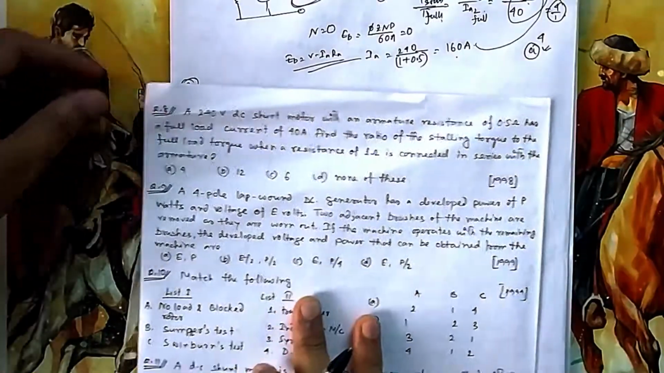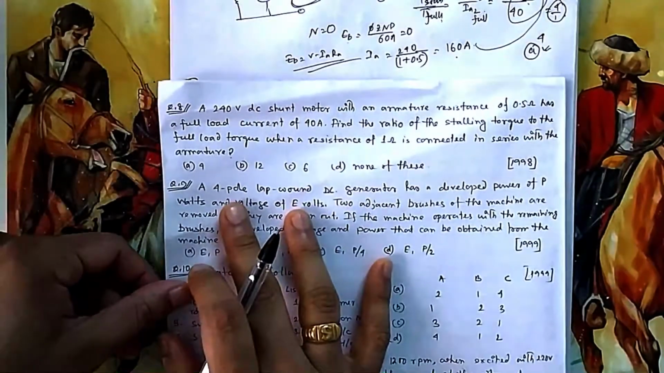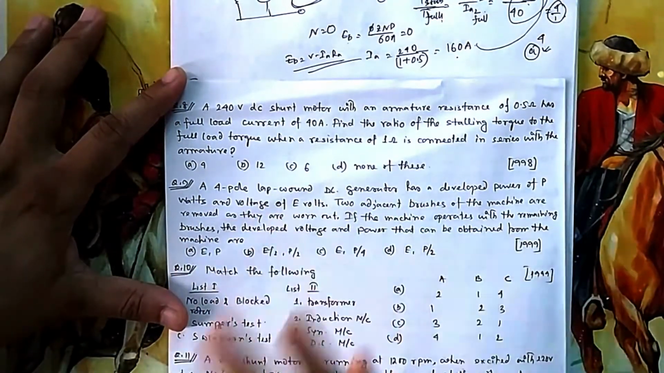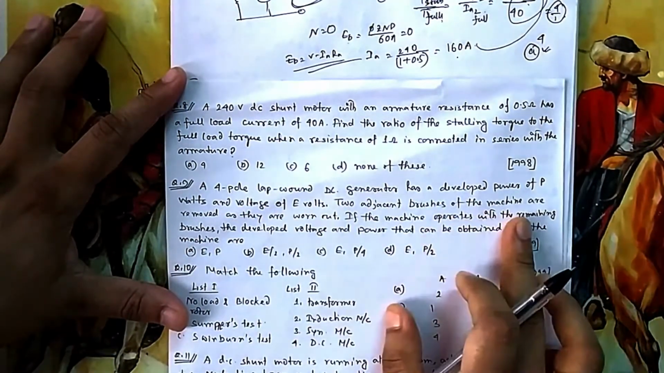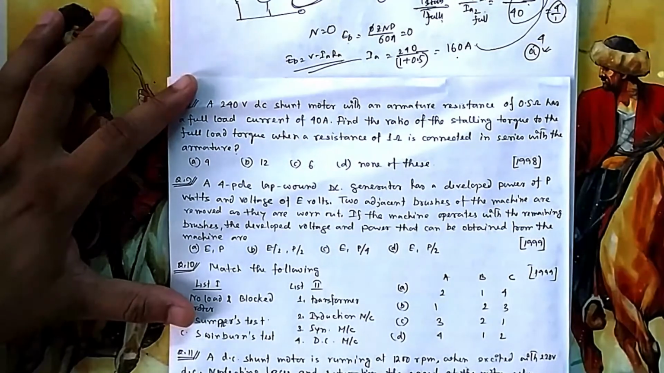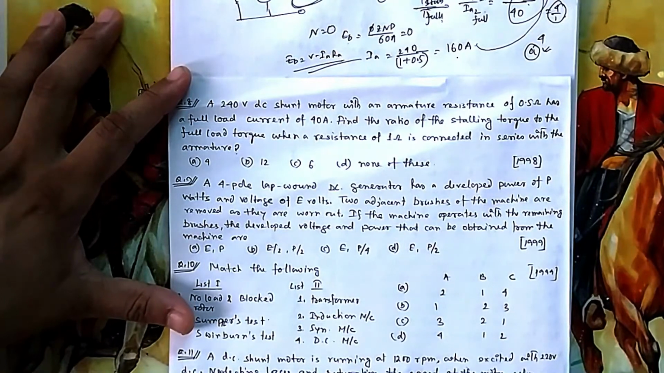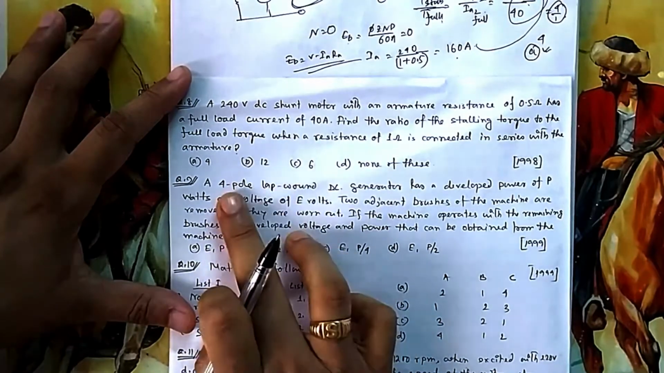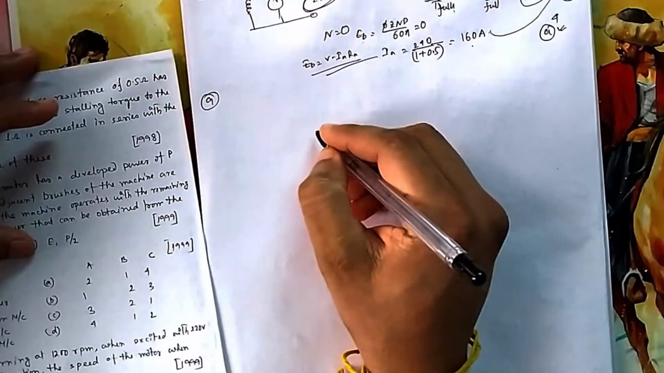Now if you come to question number 9: a 4-pole lap-wound DC generator has developed a power of P watt and a voltage of E volt. Two adjacent brushes of the machine are removed as they are worn out. If the machine operates with the remaining brushes, the developed voltage and power obtained from the machine are... Because it is lap-wound, the number of parallel paths is 4. So there are 4 parallel paths. Let me draw it in this way.